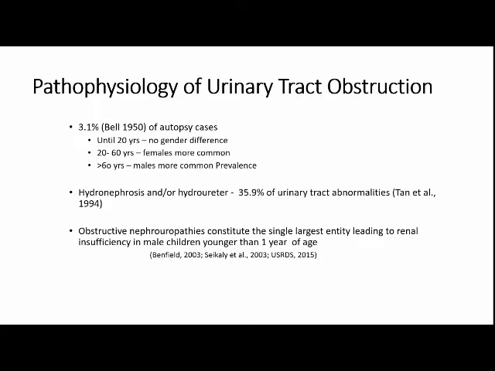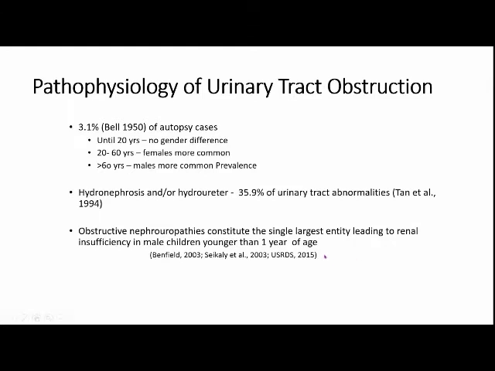In those more than 60 years of age, males are more commonly affected, and the prevalence of urinary tract obstruction increases with age. According to Tan et al. in 1994, hydronephrosis and hydroureter were present in 35.9% of the urinary tract abnormalities.